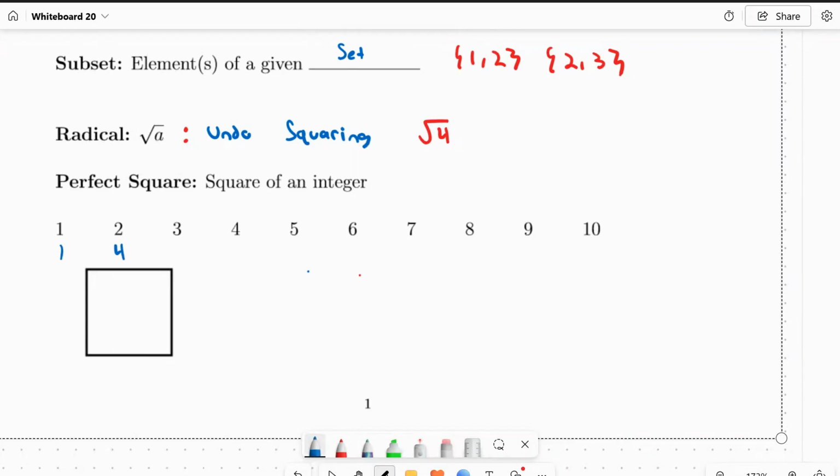3 squared would give me 9. 4 squared is 16. 25. 36. 49. 64. 81, and 100. Okay? These perfect squares are important for you guys to memorize, learn, and know for the school year. We will use them all the time.